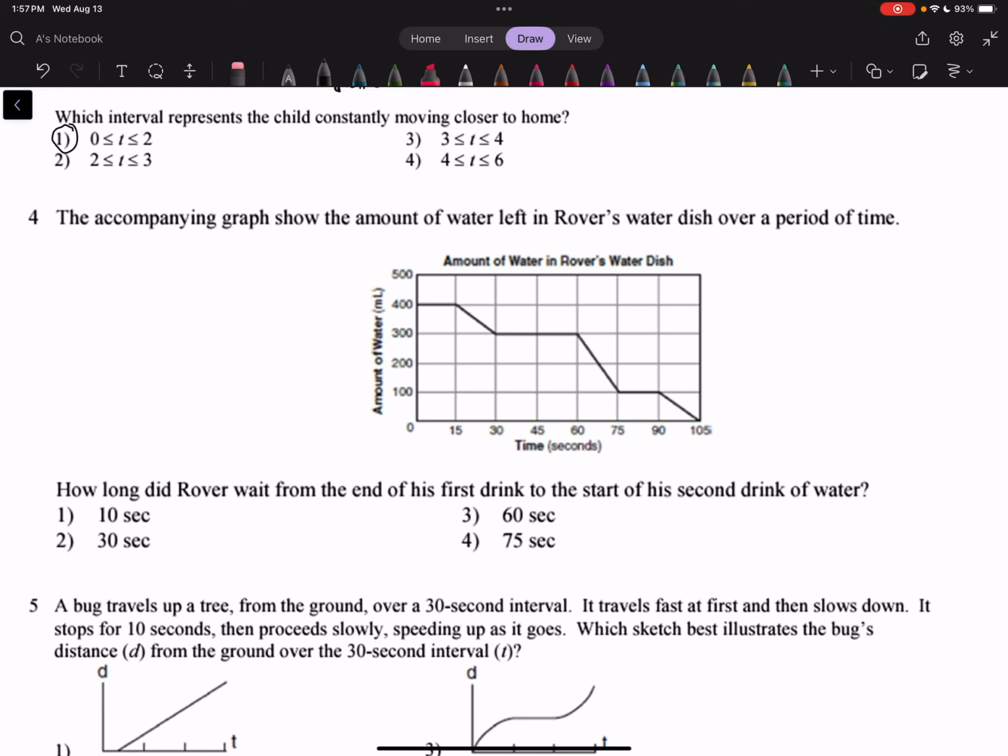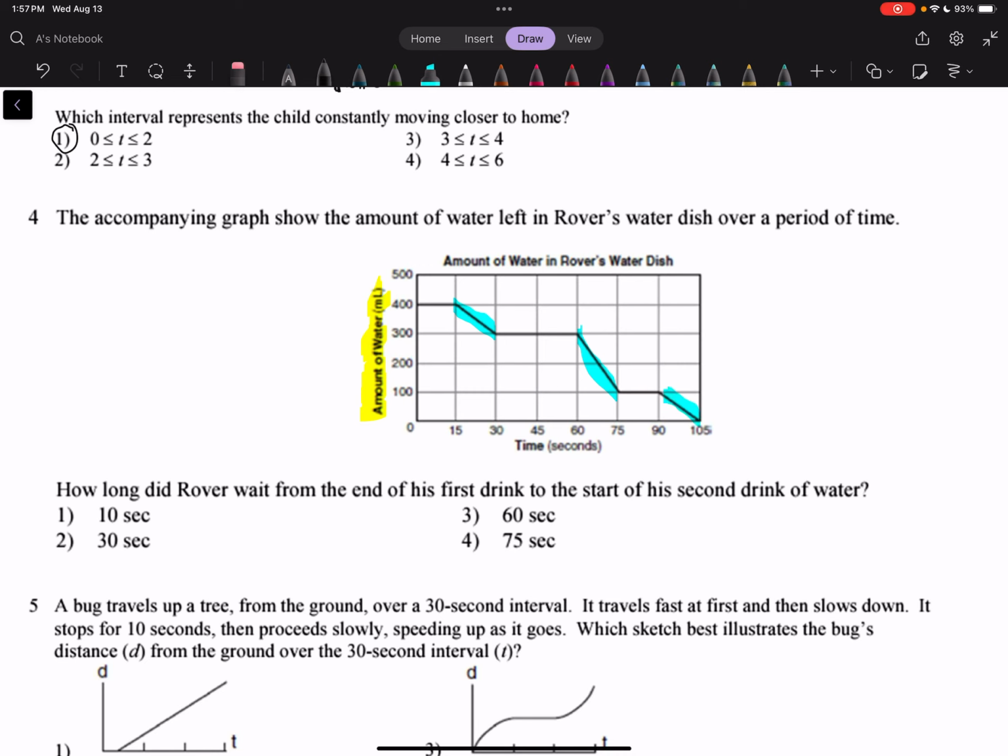All right, how long did Rover wait from the end of his first drink of water to the second drink of water? Notice my axis for the y's is the amount of water. Now, what happens when you take a drink? The amount of liquid inside your cup is decreasing. So anywhere this graph decreases, here, here, and here, Rover is taking a drink of water.